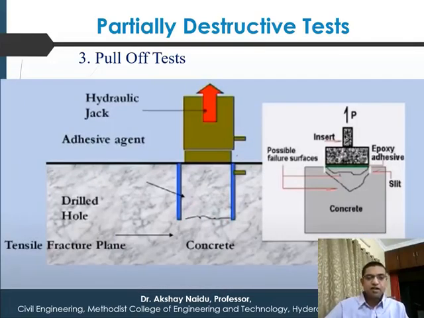So here it is showing the hydraulic jack, and this concrete, it is the tensile fracture plane. This is the fracture plane and it is cut. So possible failure surfaces, one is this, other is an inclined one. If it is a shear induced failure, it will be this, but primarily it will be a tensile induced failure.